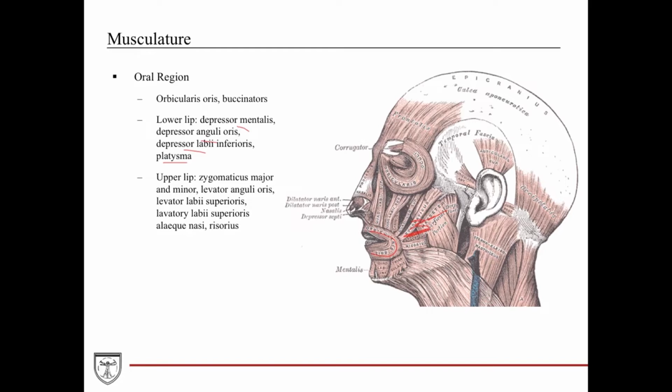As you can imagine, this is your zygomatic area. The zygomaticus major and minor are going to be somewhere in this region. As you can see, there's one right there. You also have your levator labii superioris, levator labii superioris alaeque nasi, which is the longest named muscle in the human body, and then your risorius.